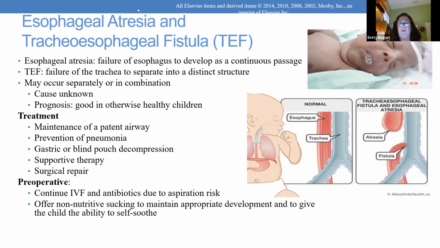Now, preoperatively, how do we treat these children? They can't eat. So IV fluids, but we're going to give antibiotics. Why? They're having little aspirations. So we don't want this aspiration into the lungs causing pneumonia and causing an infection. So IV fluids and antibiotics.